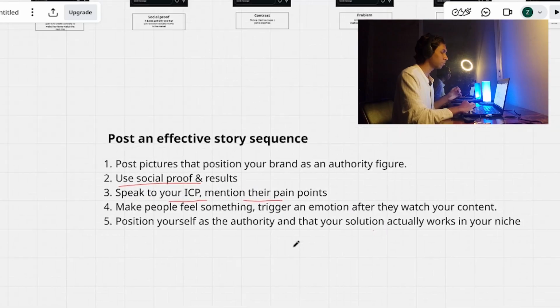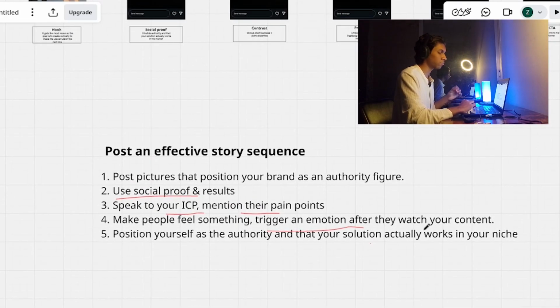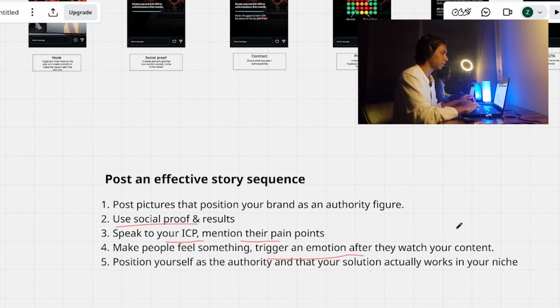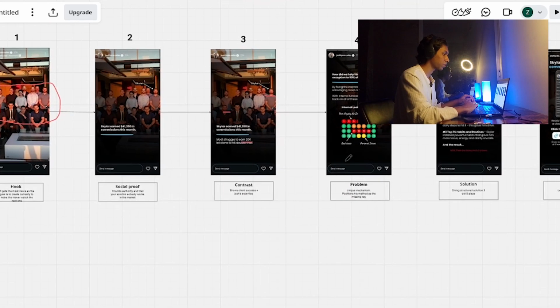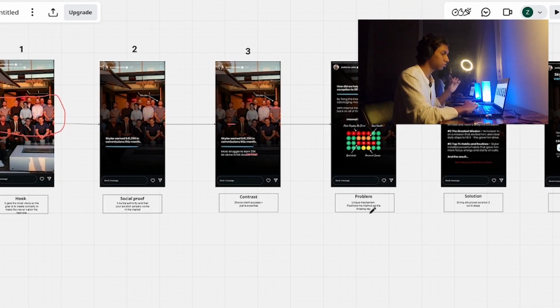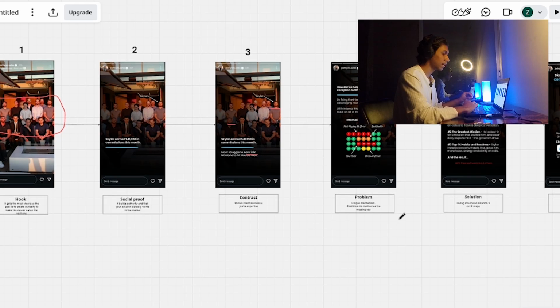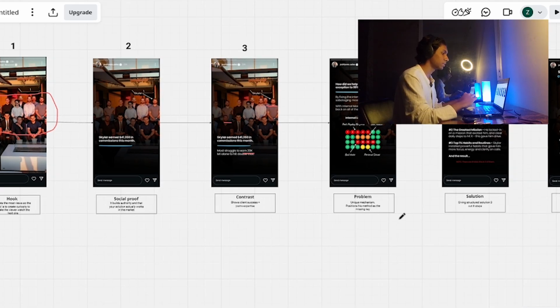Number four, make people feel something, trigger an emotion after they watch your content. You're going to provide as much value as you can and make people think, why haven't they achieved their goals yet, right? Kind of like Josh does here, he uses a contrast, introduces a problem, then gives the solution to it. Basically he's saying that my method is the missing key which you need to achieve your goal. And here is the social proof, and here are the people I help.